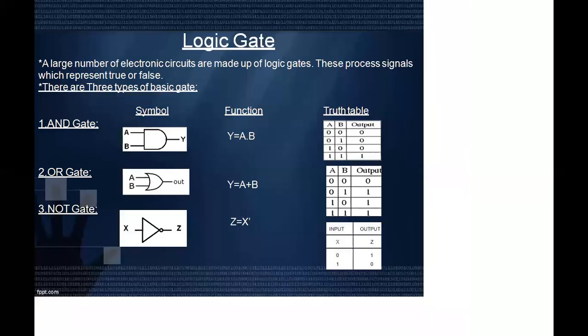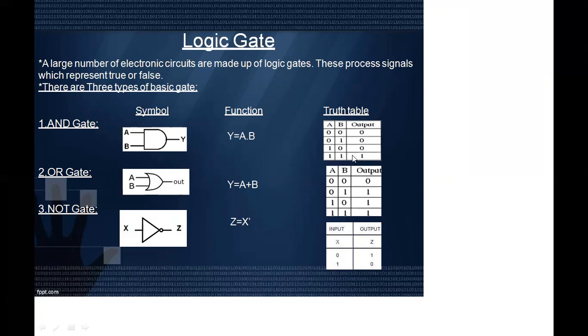And our next topic is logic gates. We know there are three types of basic gates, that is AND gate, OR gate, and NOT gate. And all of you know the symbols of the AND, OR, and NOT gates. Here the function of the AND gate is A dot B, the function of the OR gate is A plus B, and the function of the NOT gate is prime, that is the inverted value.